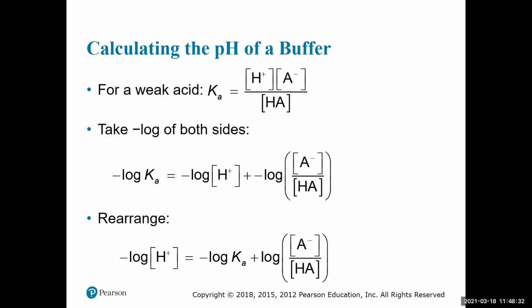If we rearrange that, by rearrange, what we're doing is taking this plus this minus log A minus over HA and taking it over to the side with the minus log Ka. If we do that, then this minus log A minus over HA becomes plus log A minus over HA. So then we have minus the log of the hydrogen ion concentration equals minus the log of Ka plus log of A minus over HA. Hopefully, when you see minus the log of something that looks familiar, and you realize that's the P function. So what this really is saying is pH equals pKa plus log A minus over HA.